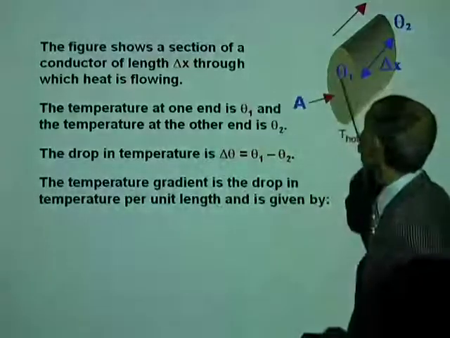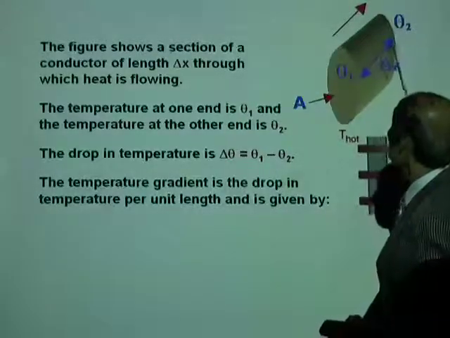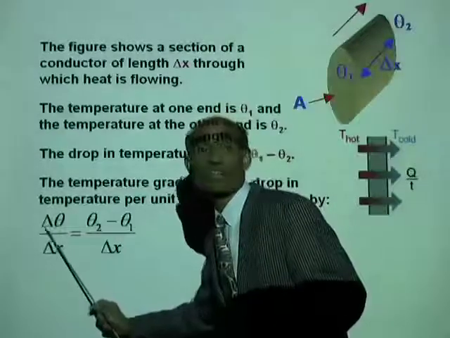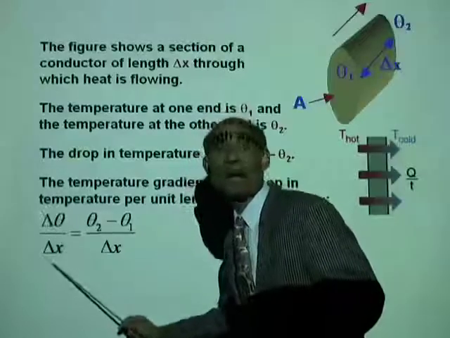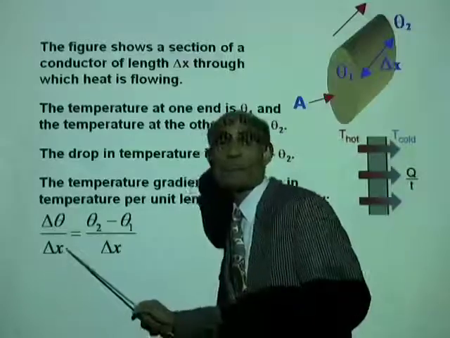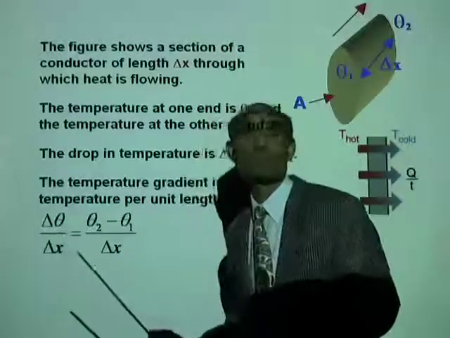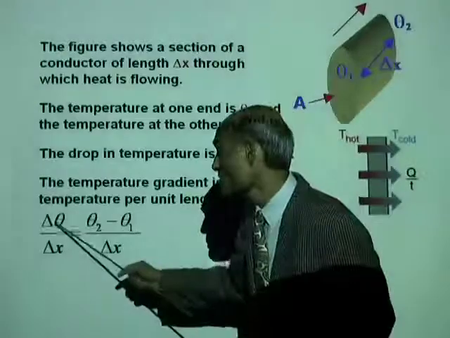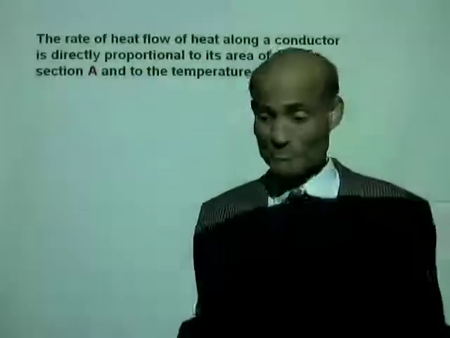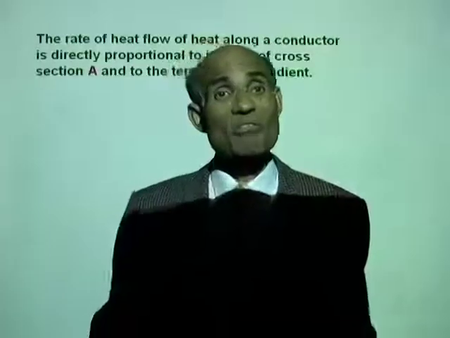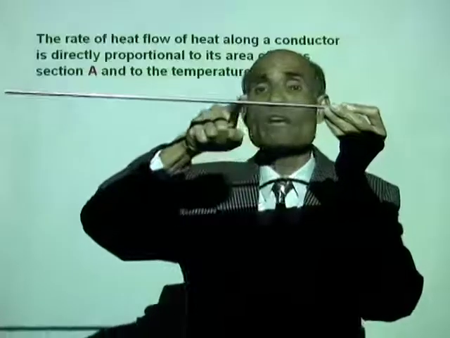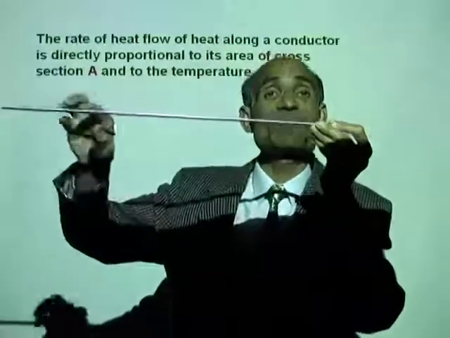In other words, it is theta 1 minus theta 2 divided by delta x. And we write it like this: delta theta divided by delta x. The change in temperature divided by the length. This is a measure of the drop in temperature. Of course, delta theta is theta 2 minus theta 1. Now tell me, what are the factors on which the rate of flow of heat along a conductor depends?